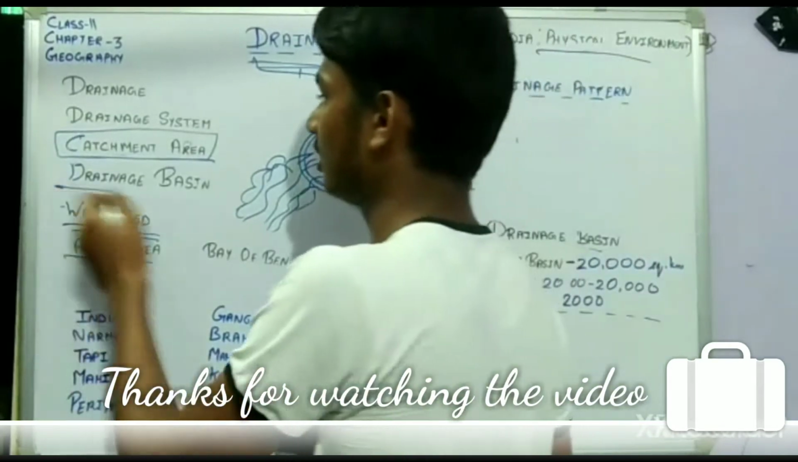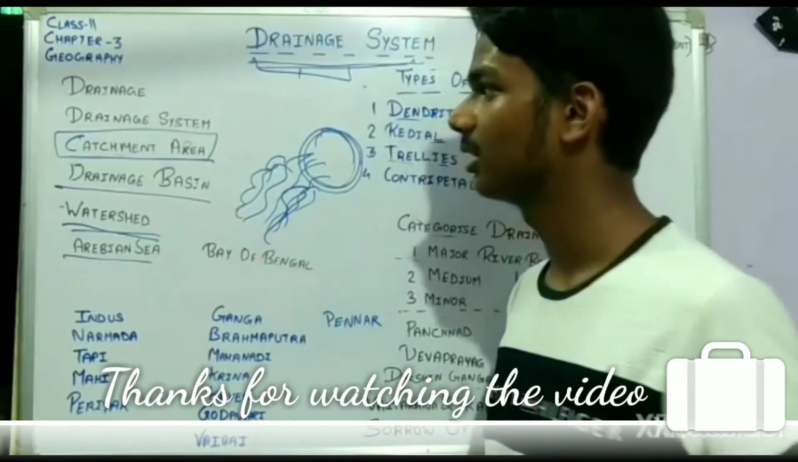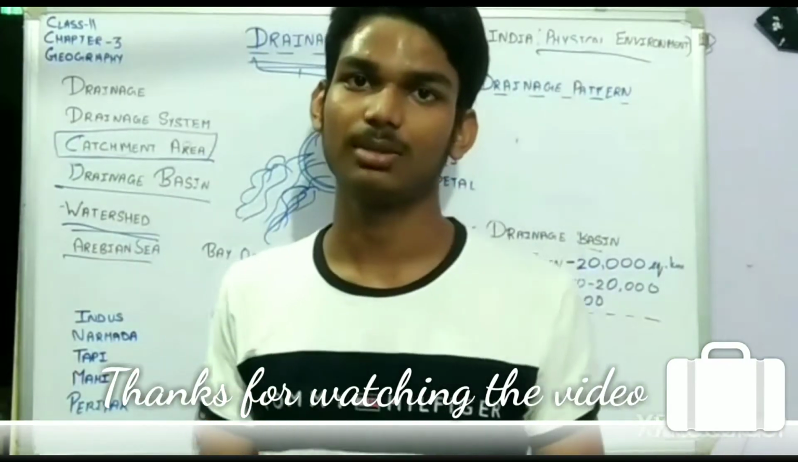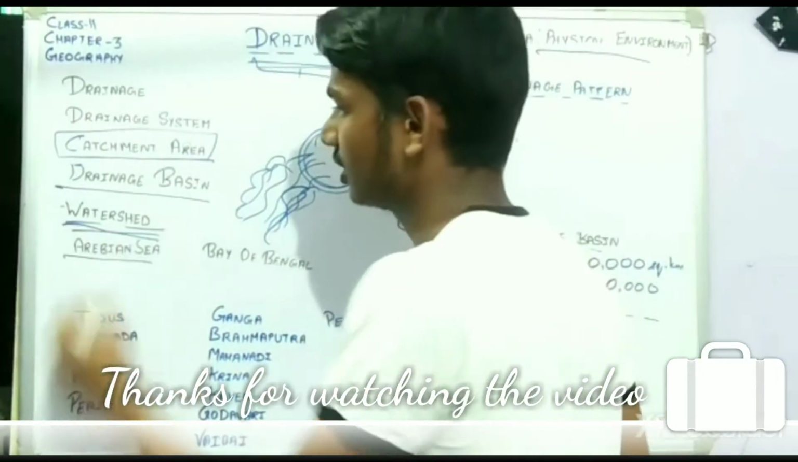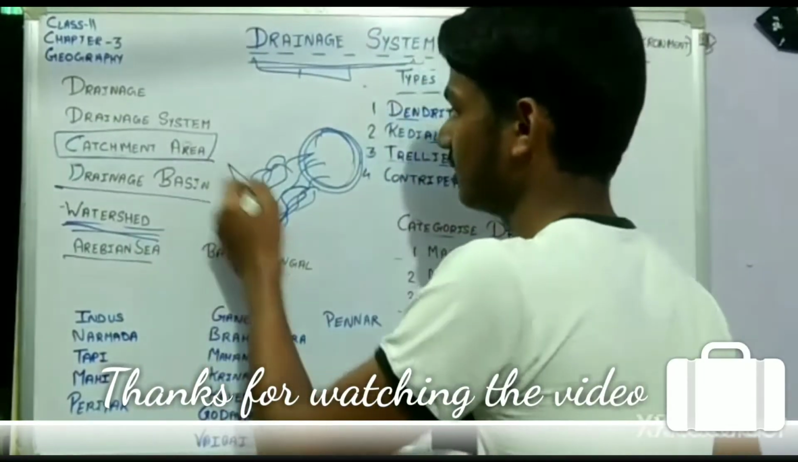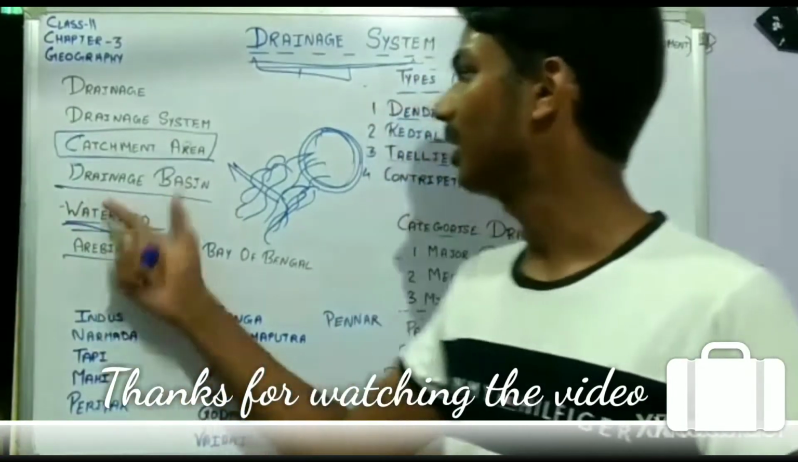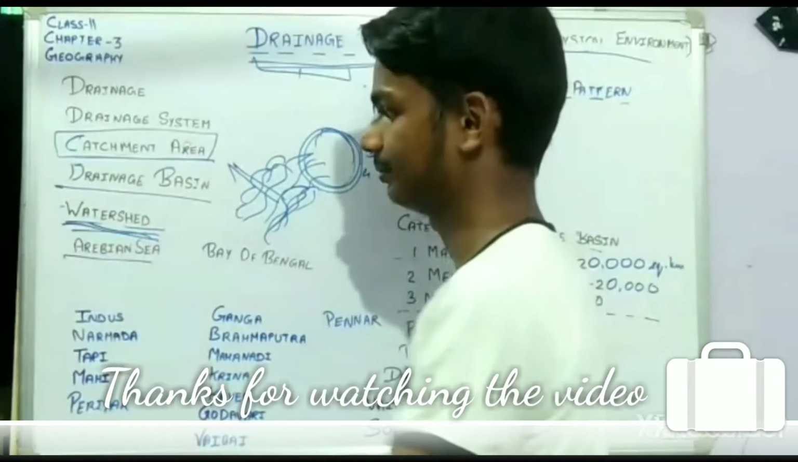Now drainage basin. The area drained by a river is called a drainage basin. Now what is watershed? The boundary line that separates one drainage basin from another is called a watershed.